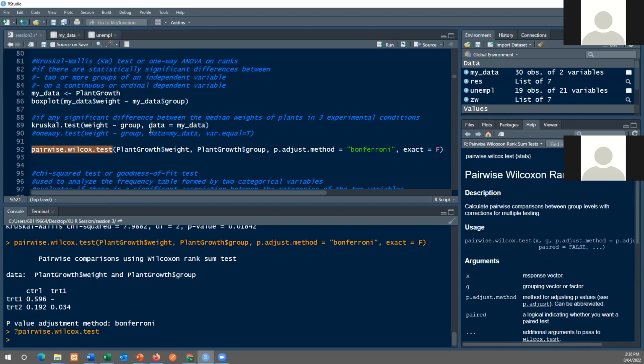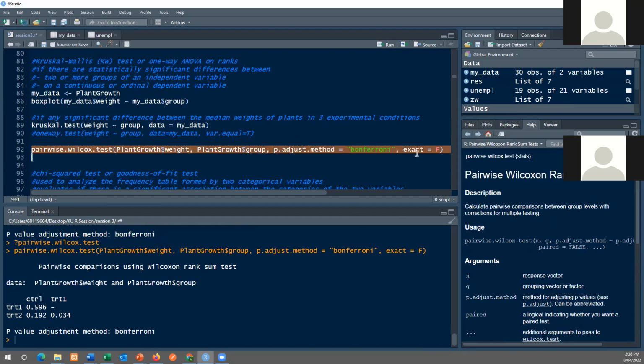Okay, so some tests. If we run it with the Bonferroni adjustment method, the same Bonferroni adjustment we used for the post hoc test, you can now see control versus treatment 1, control versus treatment 2. Control and treatment 1 is very big, so there is actually no significant difference.